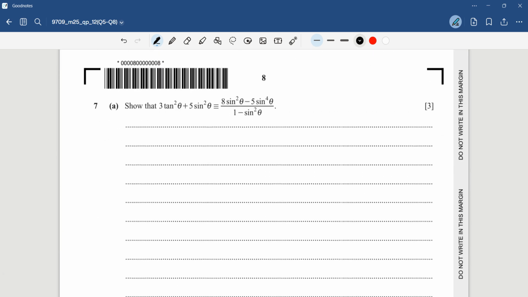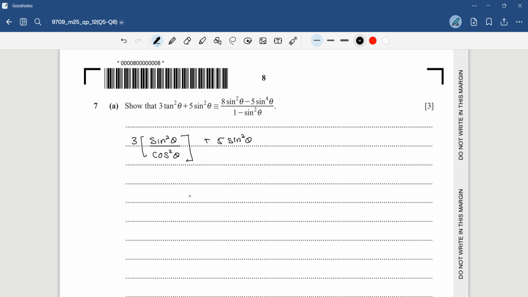Question number 7. Show that 3 tangent square theta plus 5 sine square theta is equal to this. Usually when I have this kind of question, I will try to make it in terms of a common fraction first, because here I got tangent. So tangent square I can make it like sine square over cos square. So 3 sine square theta over cos square theta plus 5 sine square theta.